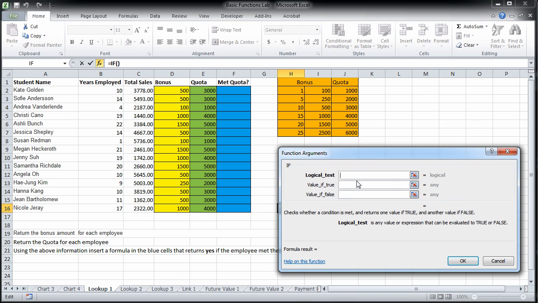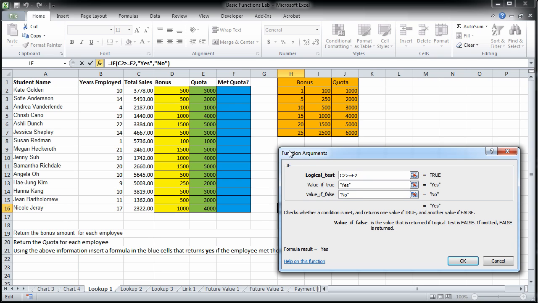The logical test. Any expression that can be evaluated to true or false. Well, in this case, my test is their total sales greater than or equal to their quota? In this case, it says it's true. Well, yeah, the total sales is more than the quota. So if it's true, we want to say yes. And if it's false, we want to say no.